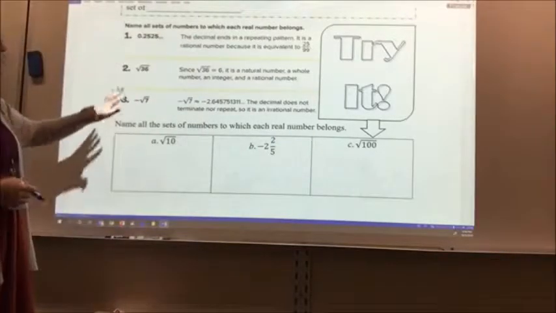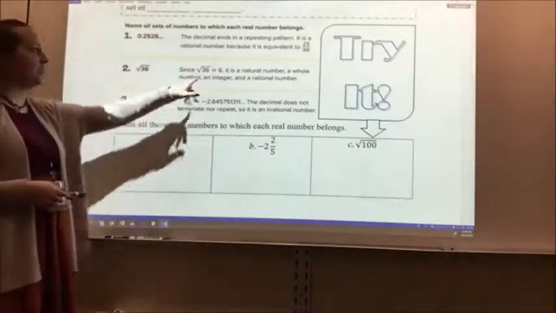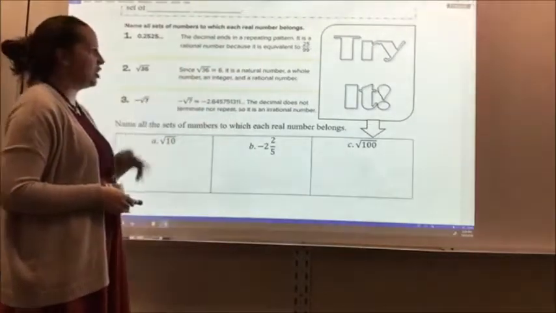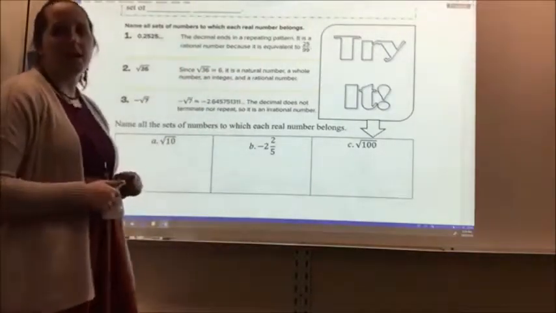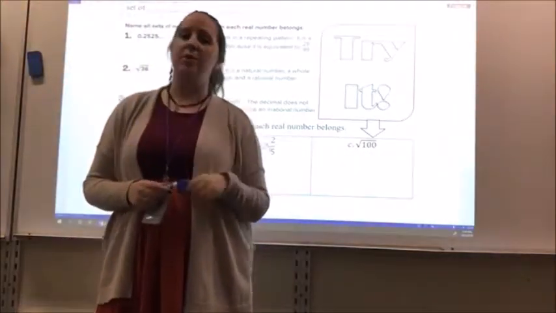Okay? Square root of 36. Square root of 36 equals 6. So that's a natural number, a whole number, an integer, and a rational number. Okay? You can also use your ice cream cone, which we're going to talk about in a little bit, to help you with this as well.